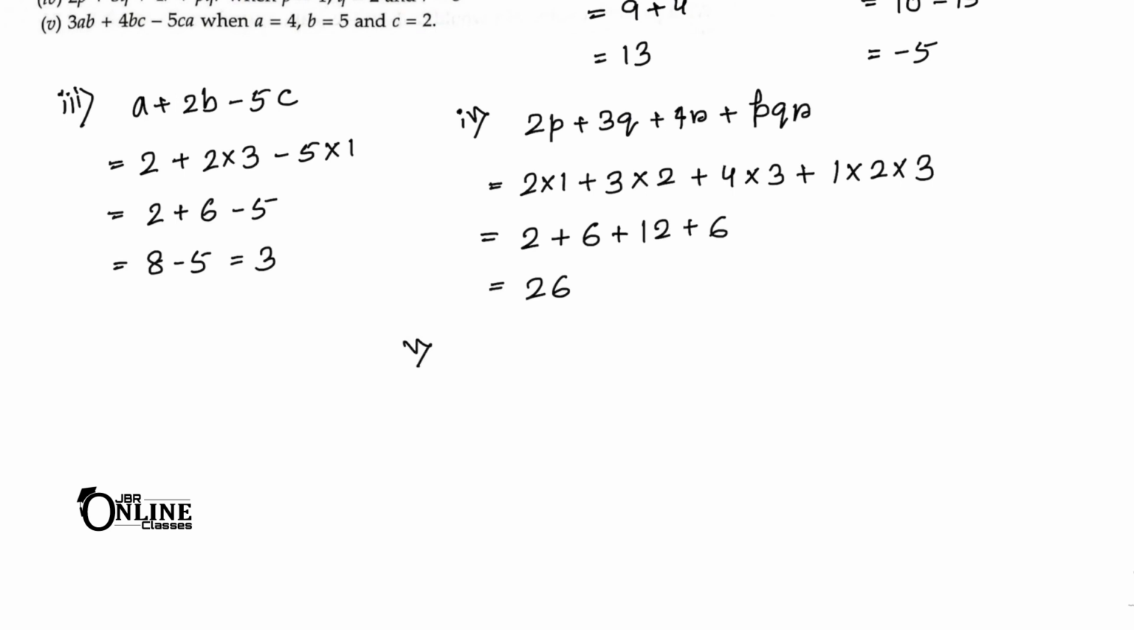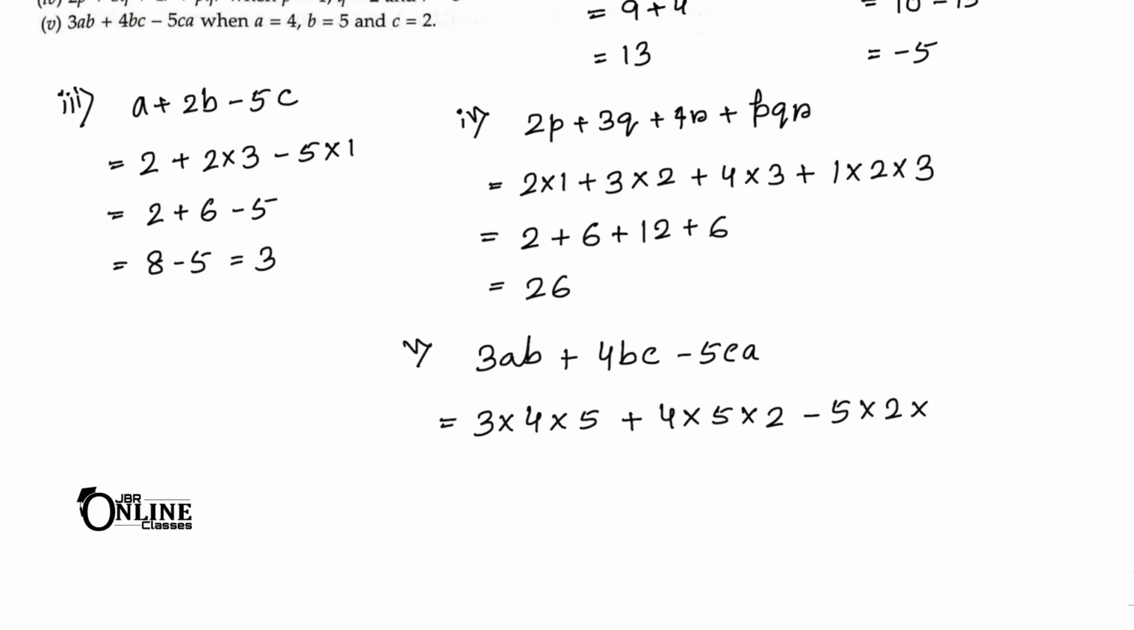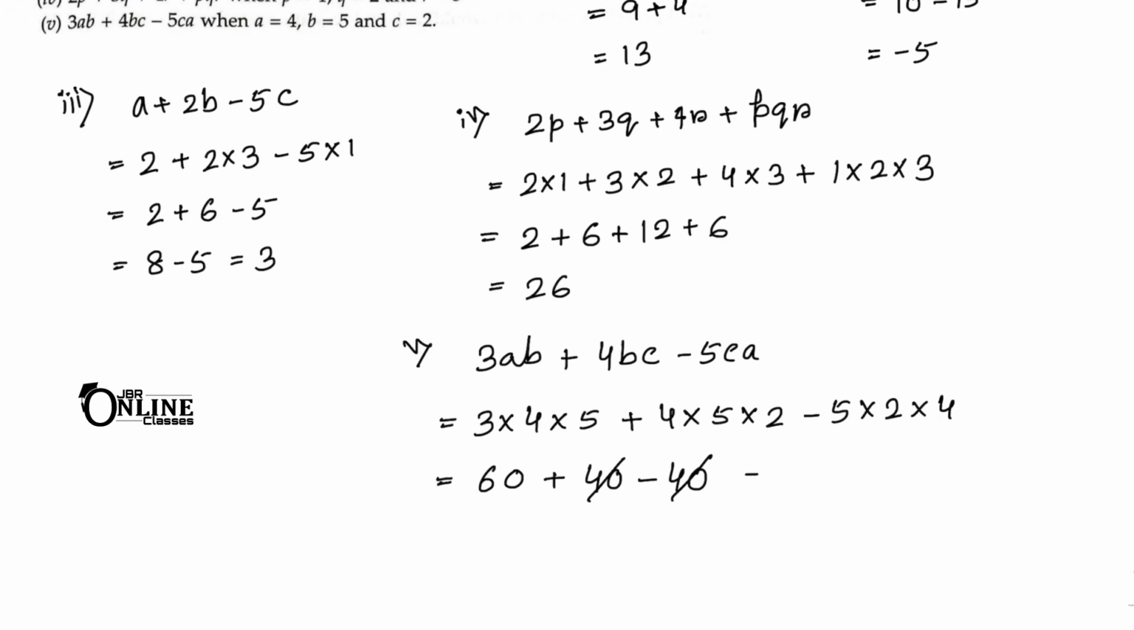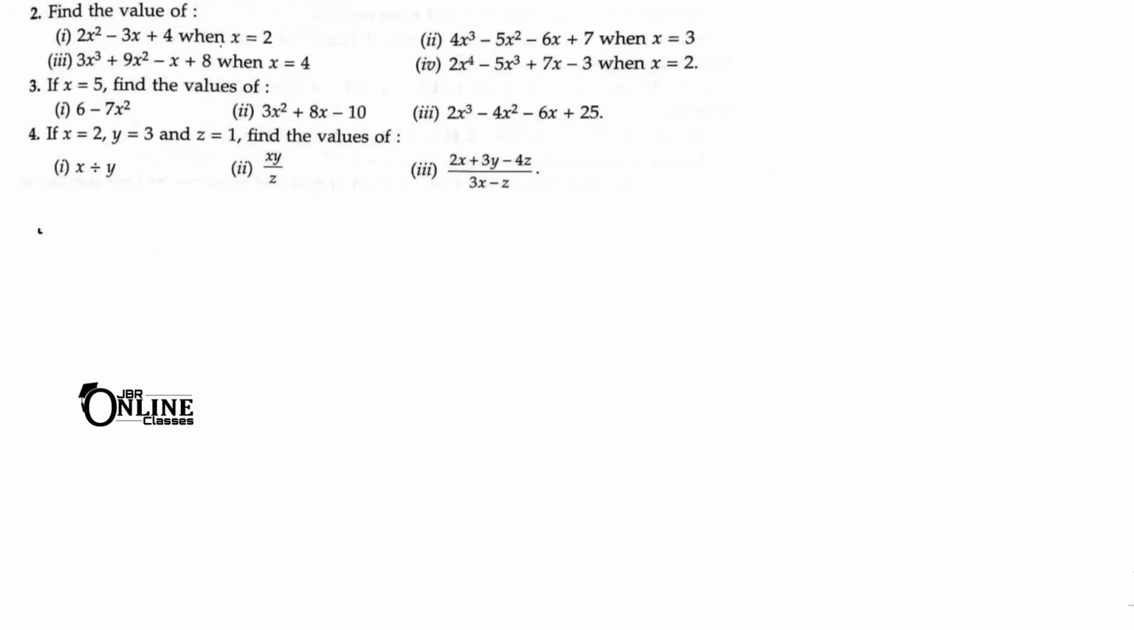Now the last one, sum number 5. Here 3ab plus 4bc minus 5ca. So 3ab means 3 into a, which is 4, b is 5. Next, 4 into b, b means 5 and c means 2. Next, 5 into c, 2 and a means 4. So 3 into 4 is 12, 12 into 5 is 60. Then next one, 4 into 5 into 2, it's 40. And the next one also 40. So 40 and 40 cancel out. Your answer here is 60.